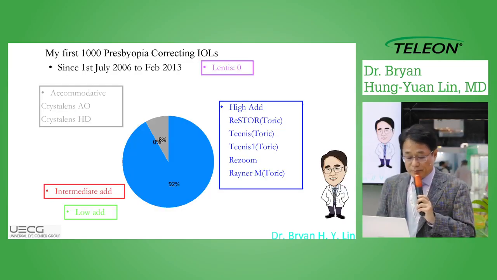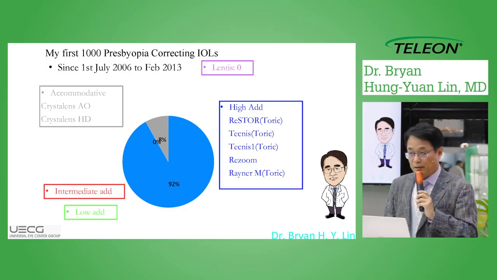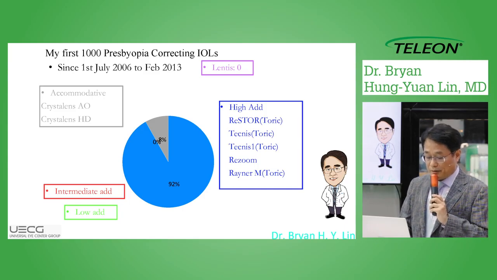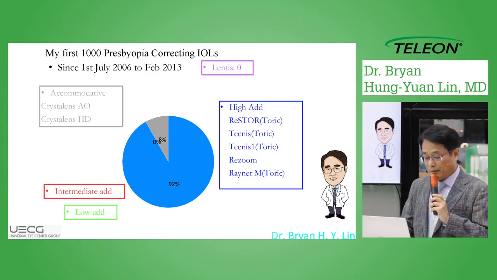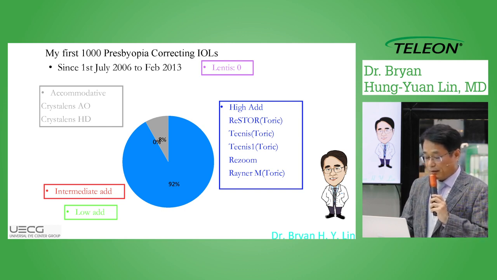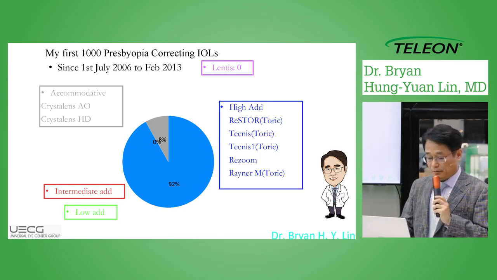This slide presents my first 1,000 cases of presbyopia-correcting IOLs. It took me almost 7 years to get there, from 2006 to 2013. During this period, I used high-add bifocal lenses, such as Restore and Tecnis, as well as accommodative IOLs. LENTIS IOLs were not yet available in Taiwan during this period.